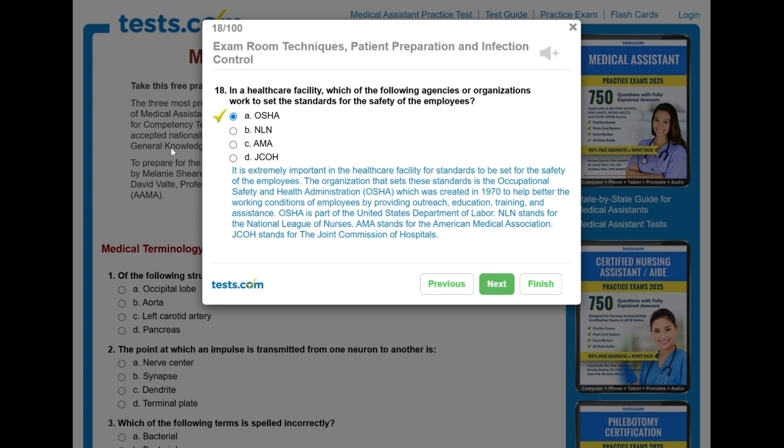A. OSHA. It is extremely important in the healthcare facility for standards to be set for the safety of the employees. The organization that sets these standards is the Occupational Safety and Health Administration, OSHA, which was created in 1970 to help better the working conditions of employees by providing outreach, education, training, and assistance. OSHA is part of the United States Department of Labor. NLN stands for the National League of Nurses. AMA stands for the American Medical Association. JCOH stands for the Joint Commission of Hospitals.